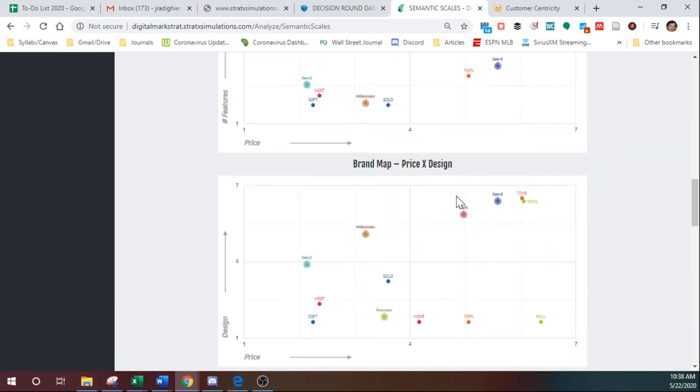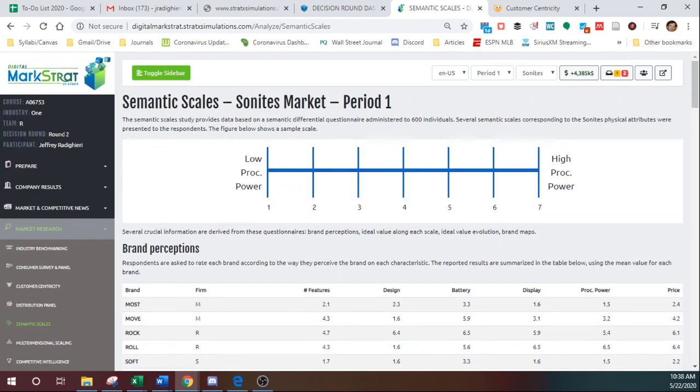So that's a semantic scale study. Very important to order this one. If you don't order this one, you don't really have any idea of what consumers are looking for. And from a marketing standpoint, that's a nightmare.